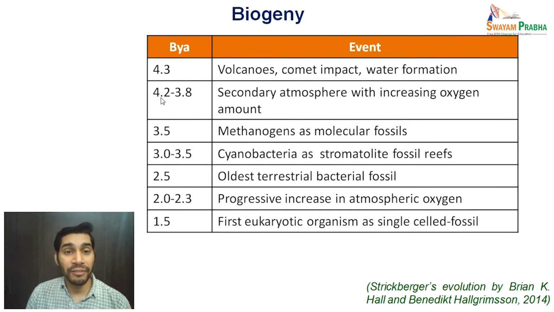I'll discuss in the next slide itself. But it formed at around 4.2 to 3.8 billion years ago. Methanogens, the first molecular fossils that I just named a few seconds back, came into existence at around 3.5 billion years ago. Cyanobacteria came around 3 to 3.5 billion years ago. Then at around 2.5 billion years ago, we found the first bacterial fossils. 2 to 2.3 billion years ago, there was a progressive increase in atmospheric oxygen because of these organisms. And the first eukaryotic organisms came into existence at around 1.5 billion years ago.